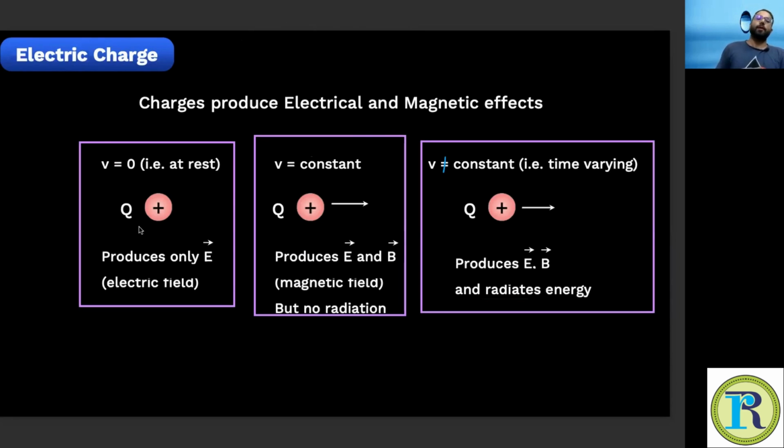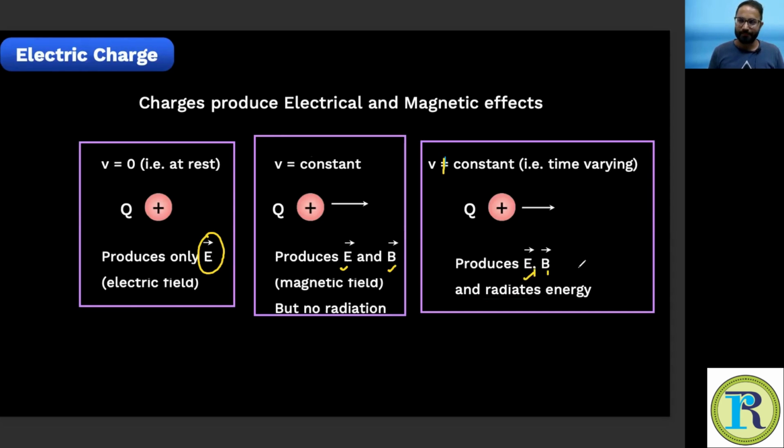So first, when a charge is at rest, it will produce only an electric field. We always represent the electric field by this E vector sign. Now, if an electric charge is moving with constant velocity, it will produce an electric field and a magnetic field, but no radiation. In case the velocity is not constant, either increasing or decreasing, it will produce an electric field and a magnetic field, and it will radiate energy also.